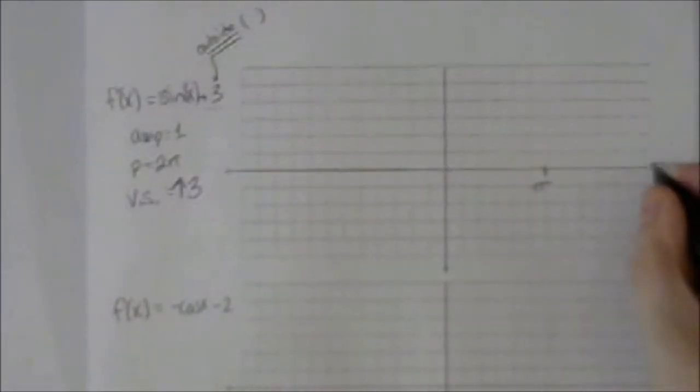Okay. When you're labeling your graph, my period being 2 pi means that I can label my x-axis the same way that I've been consistently doing.